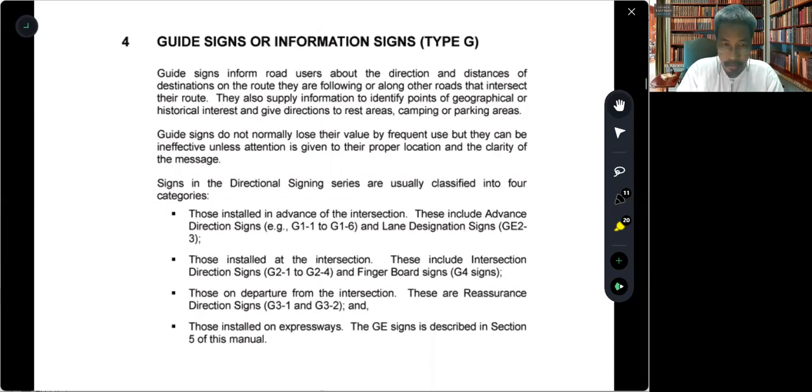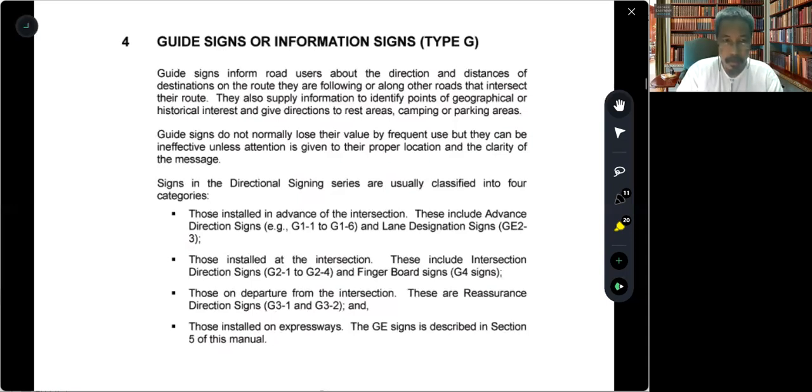So there are several categories of guide signs. Type G1-1 to G1-6 are called advanced direction signs. Of course, they must be installed in advance of an intersection. So going to somewhere else, going to this direction, that direction. So advanced sign. And the lane designation signs, that is GE2-3.